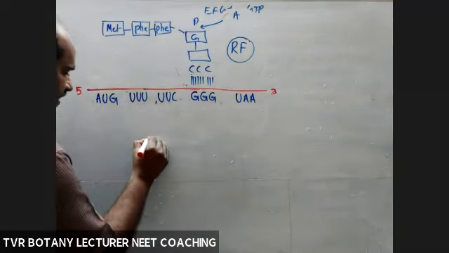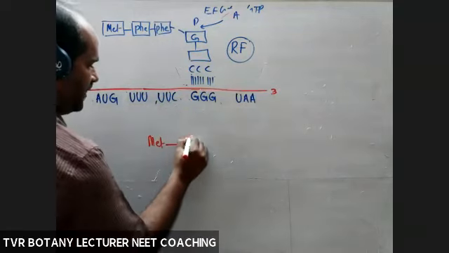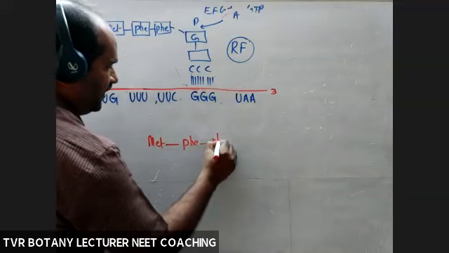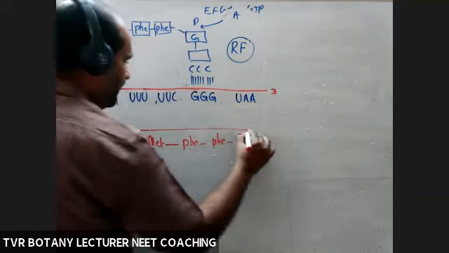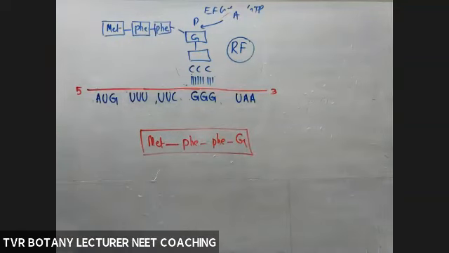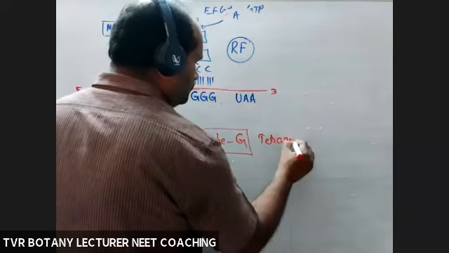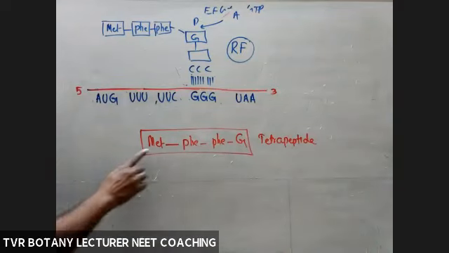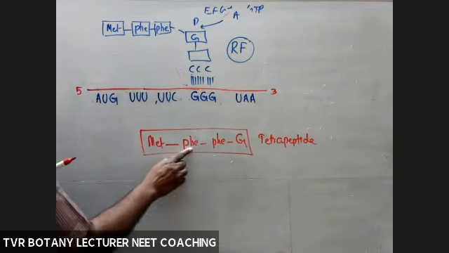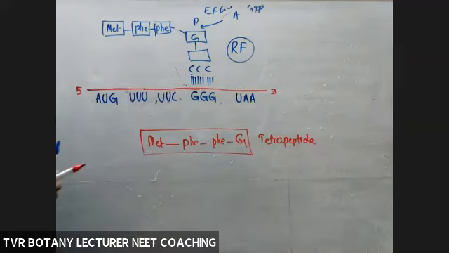What is that protein chain? Methionine, peptide bond, phenylalanine, and glycine. This is a tetrapeptide. Okay, so what about the codons of this one? AUG. This one UUU. This one UUC. And this one GGG. So that is about the mechanism of translation.